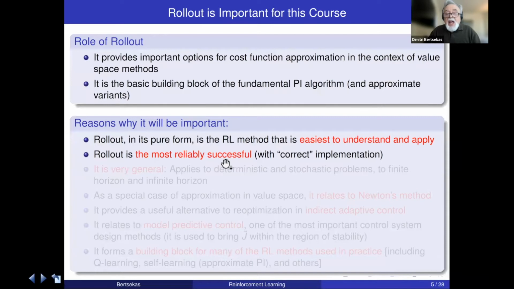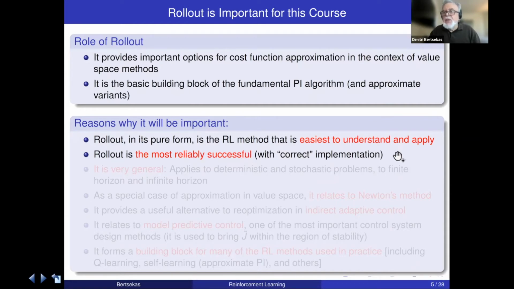The other thing about rollout is that it's very reliable. It's by far the most reliable method in reinforcement learning. With correct implementation, because there are some pitfalls, but generally speaking, it's easy to apply and you can expect that it will work almost every time. In my experience over 25 years with all these reinforcement learning methods, I have found out that all of them are flaky, but rollout has never let me down.